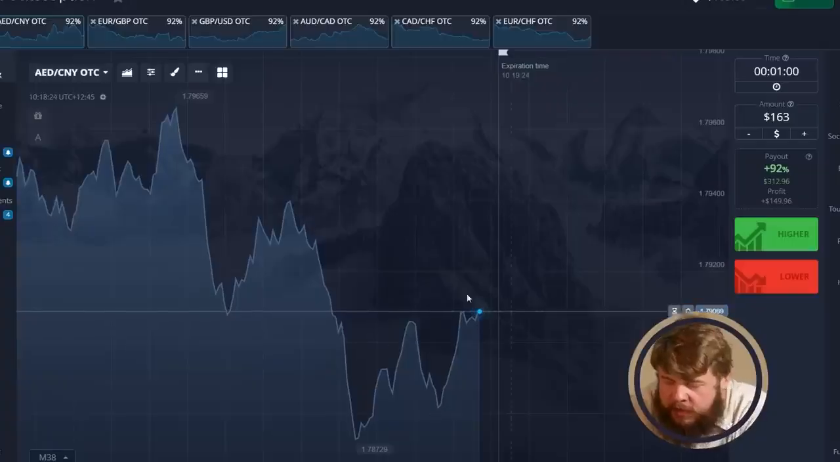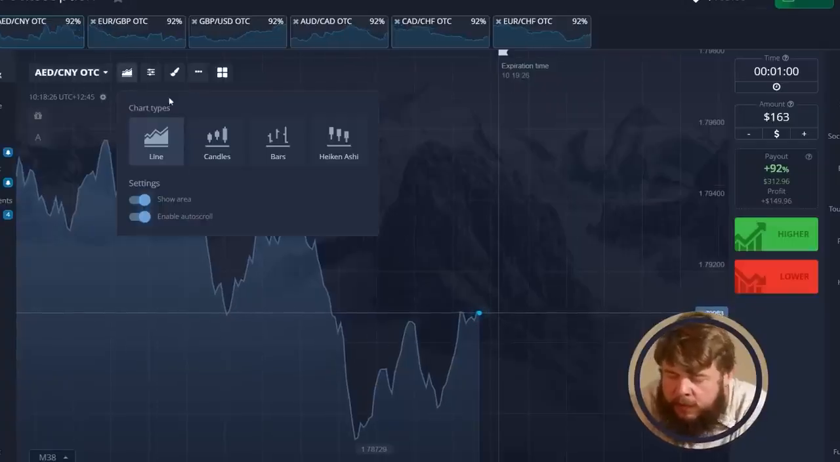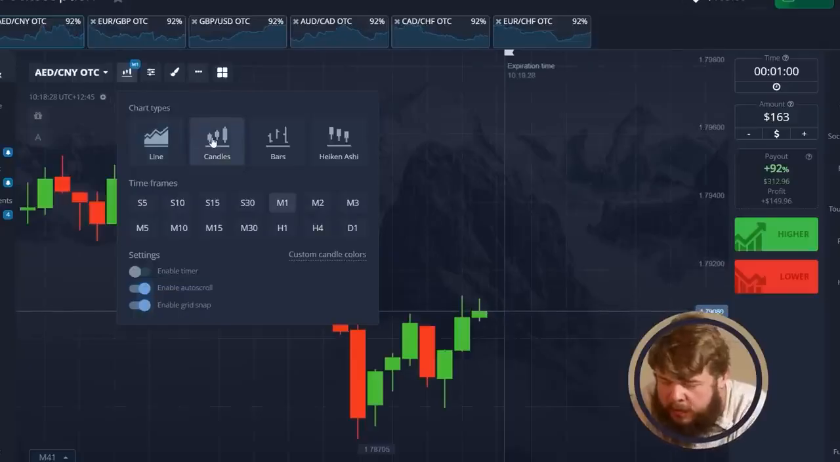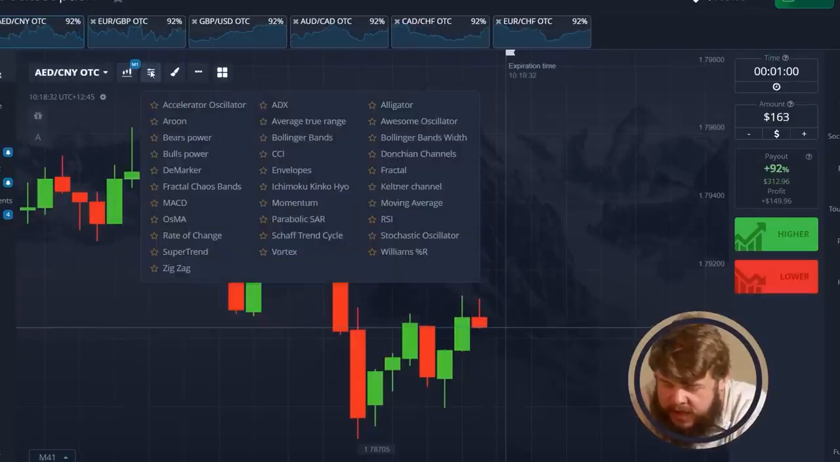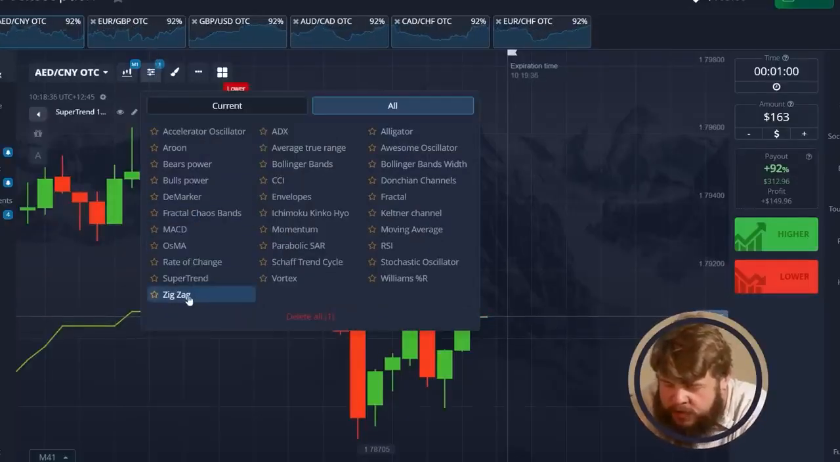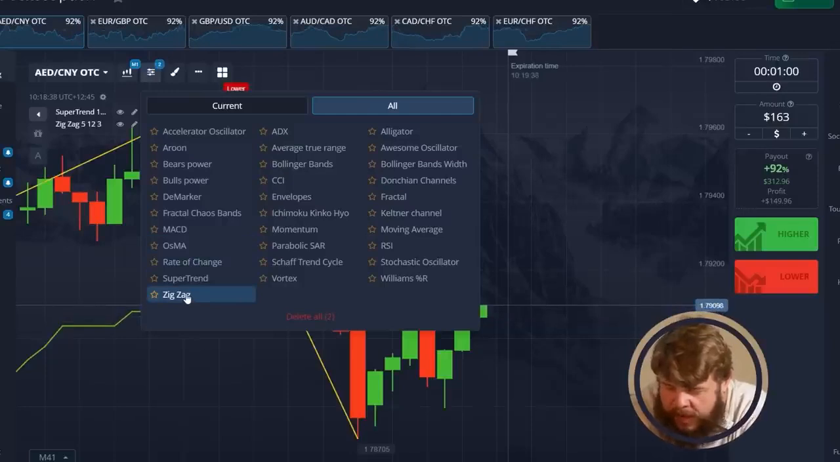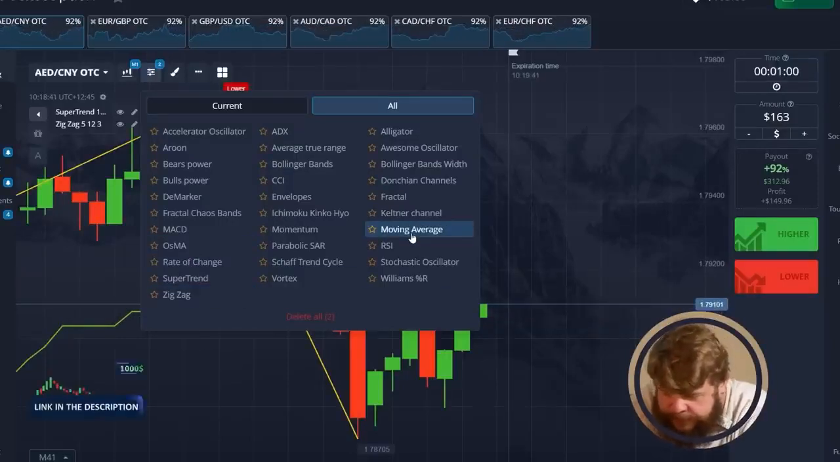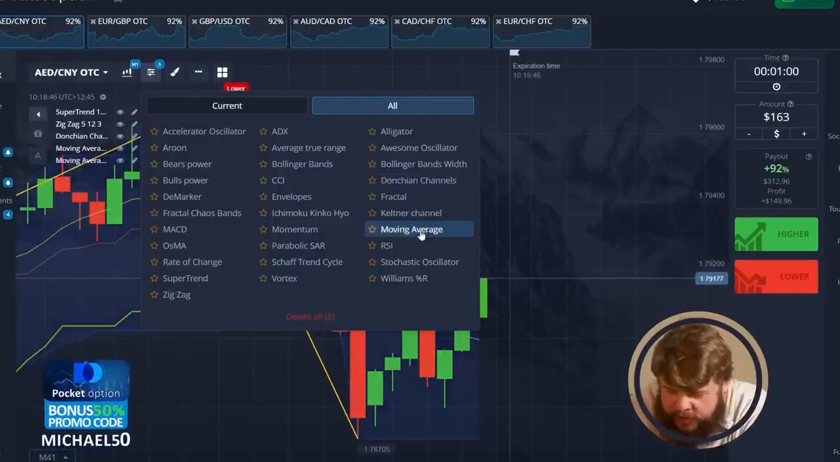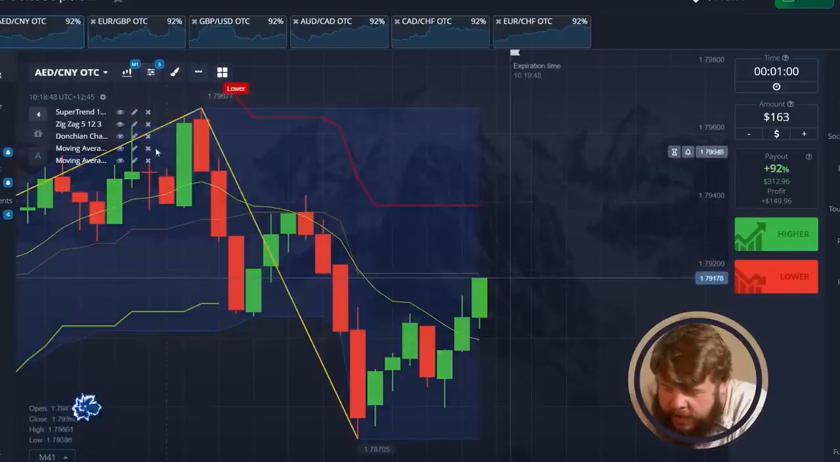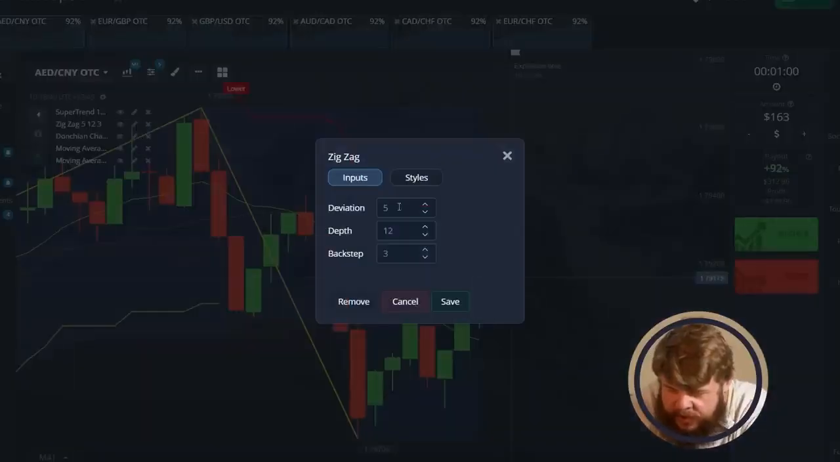First of all, we are trading on one of the best platforms for the binary options market. This is Pocket Option. Secondly, now I'm setting the chart. Just give me several seconds. I'm choosing the indicators. So the first one will be Super Trend together with Zigzag. And let's add two moving averages. Yep, this will be fine. Now let me set each indicator.